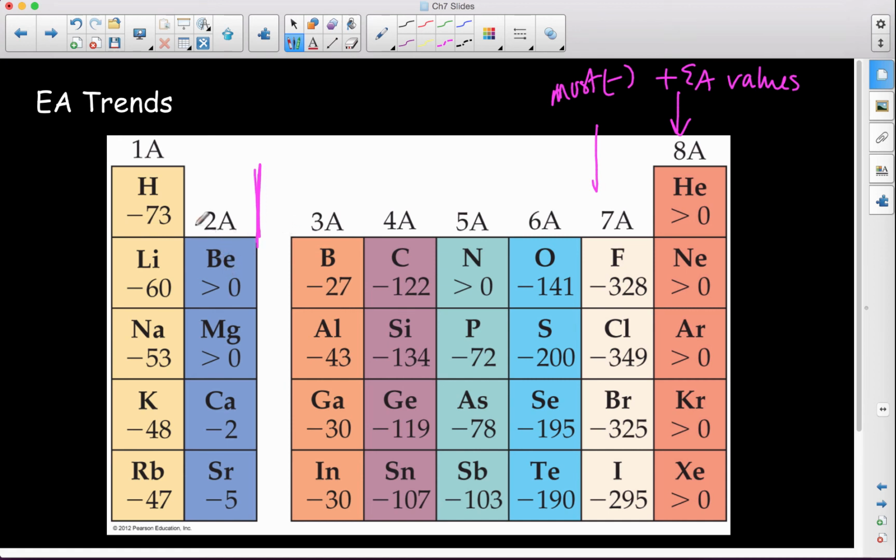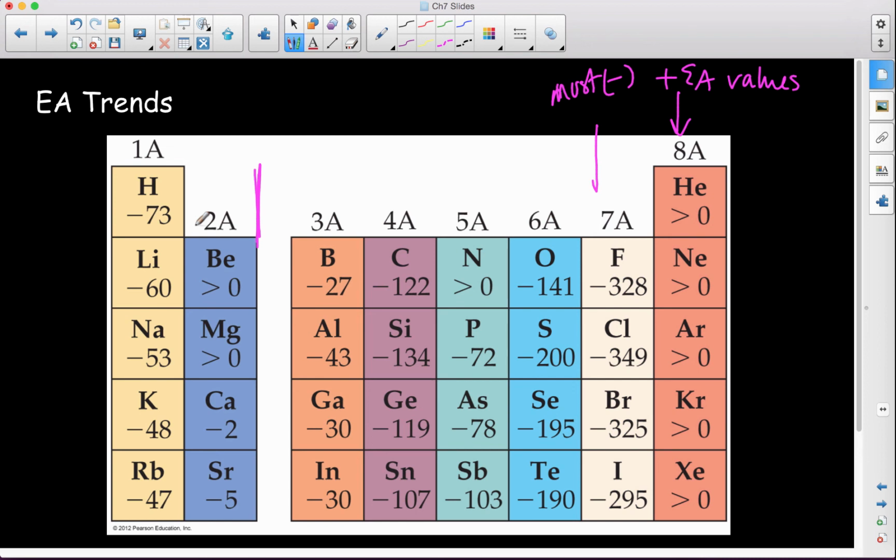So anyway, that's our electron affinity trends, and we don't even talk about them for the transition metals because they're not well defined at all for that region of the periodic table. So anyway, this is our electron affinity, the final trend for chapter 7.